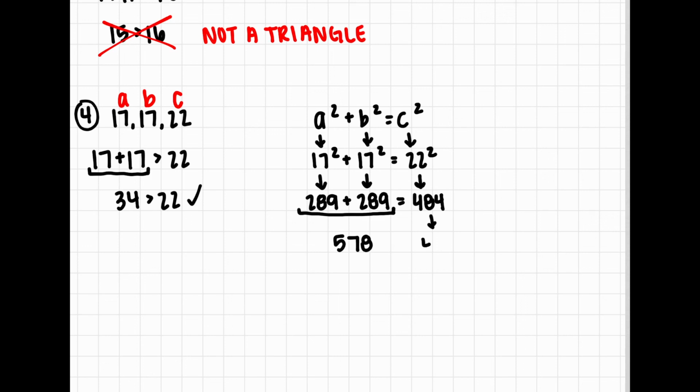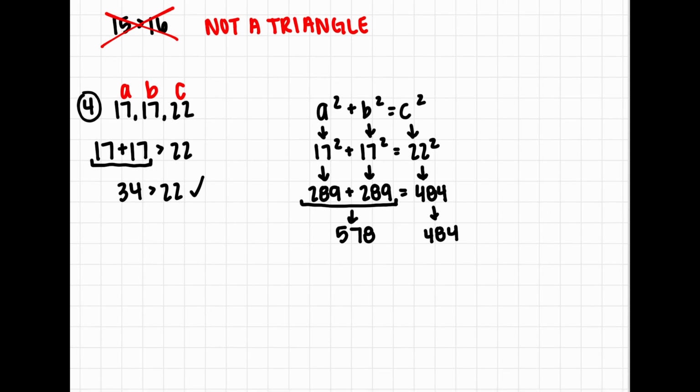I still have 484 on the right side, so I need to compare these numbers. I have 578 and 484. I know that 578 is greater than 484. So what I have here is that A squared plus B squared, that's the left side, that was this 17 squared plus 17 squared, is greater than 484. So I want to think the opposite. Greater than makes me know that this is an acute triangle.